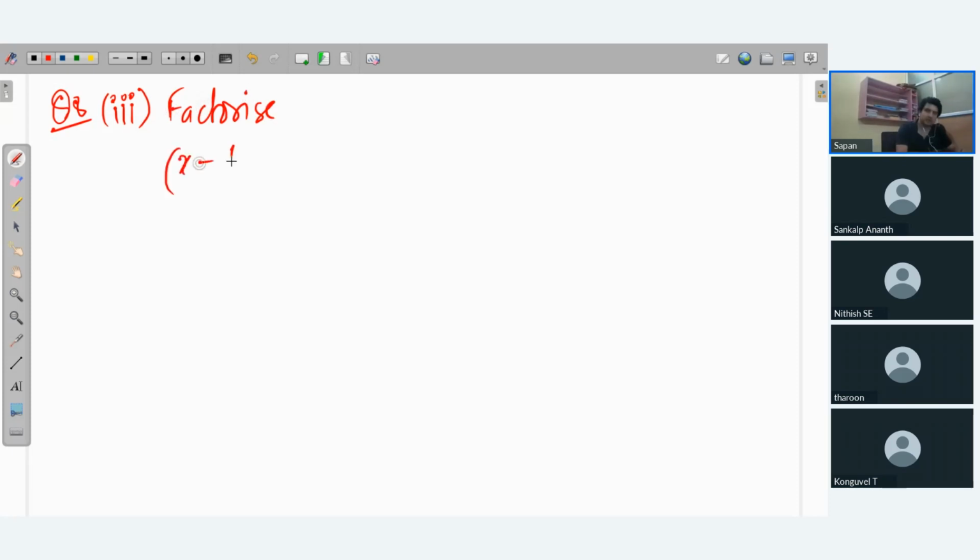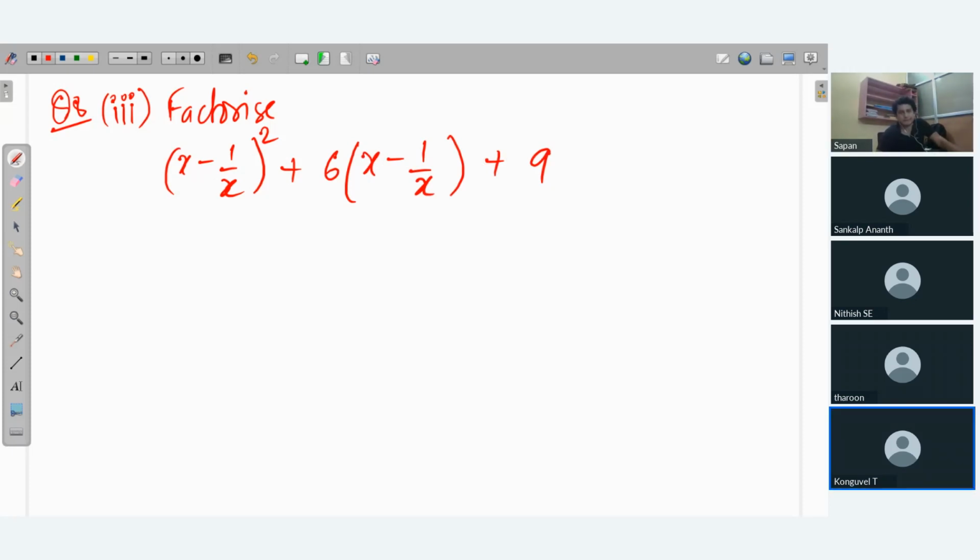The third part says factorize x minus 1 by x whole square plus 6 times of x minus 1 by x plus 9. Anybody tried? I'll do it. So maybe the x minus 1 by x whole square will be x square plus 1 by x square minus 2.